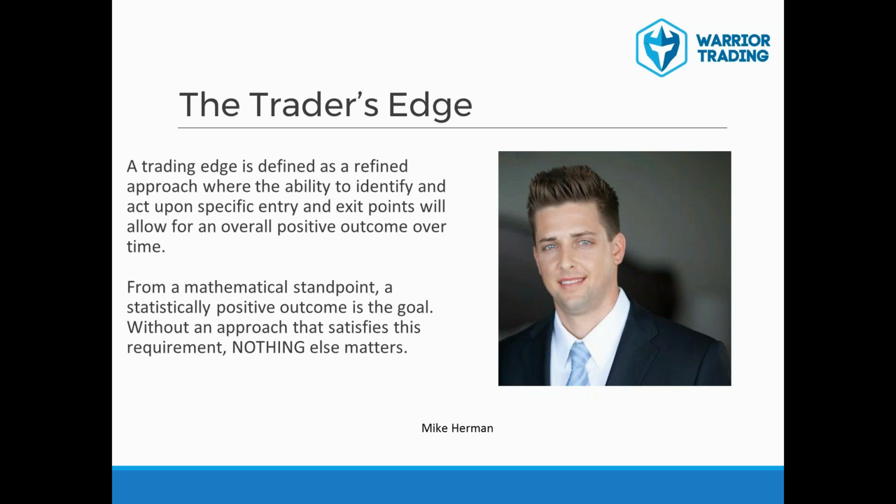So from a mathematical standpoint here, a statistically positive outcome is the goal. Now this part is very important. Without an approach that satisfies this requirement, nothing else matters. So what this means here, guys, is if you're trading a strategy that has no statistical measurement of a positive outcome, then you most likely will have trouble gaining consistency, which is the basis of success in trading. Consistency is king. You must have this in order to succeed. So you have to develop an edge, which allows you to develop consistency.